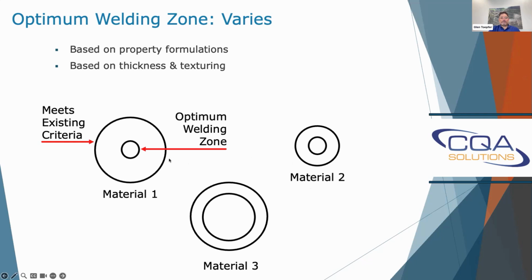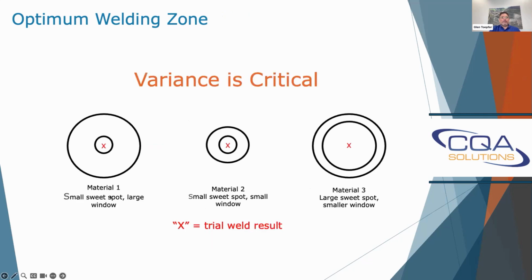And, we may need to look at reducing this so that you're not just meeting peel and shear, but that you're getting in there where it's not negatively impacting the geomembrane when you're welding. But I thought this was one way to illustrate a point. And that point being that the variance is critical to understand.